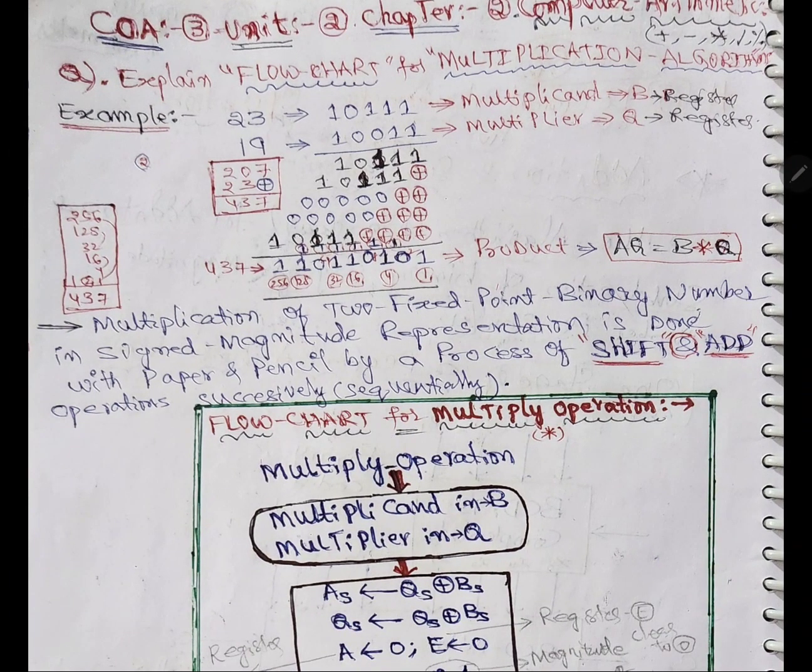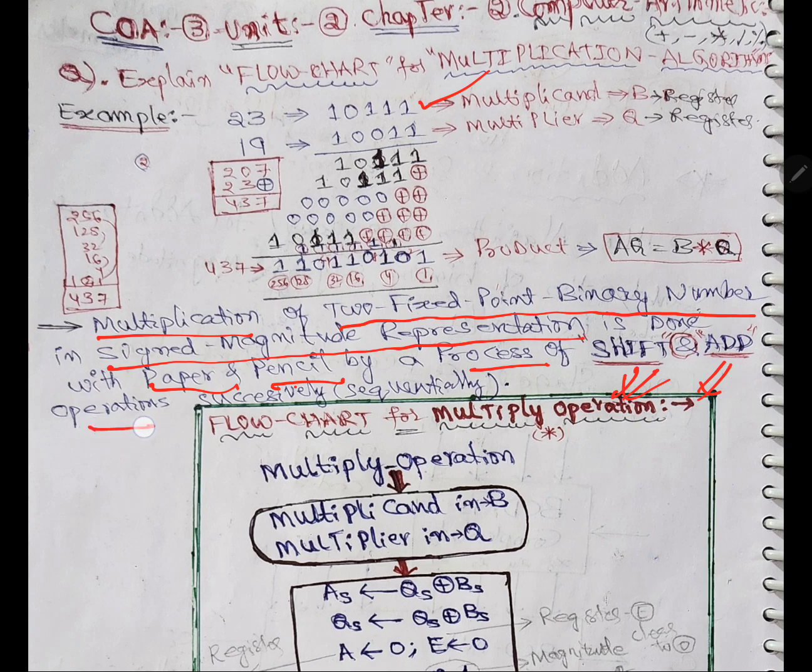See here, the thing we need to consider here is, right, I will explain. Multiplication of two fixed point binary numbers in signed magnitude representation. This signed magnitude representation is done with paper and pen. This will be very easy by the process of shift and add operation. See, this will be shifted and finally it is added. By doing these two operations, the multiplication operation is done.